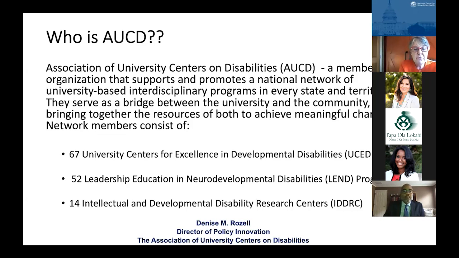And then lastly, there are 14 intellectual and developmental disabilities research centers, the IDDRCs. These are the true research folks. They're doing the bench research on cause and effect, all the things you think of traditionally as bench research. So let me go to the next slide, please.